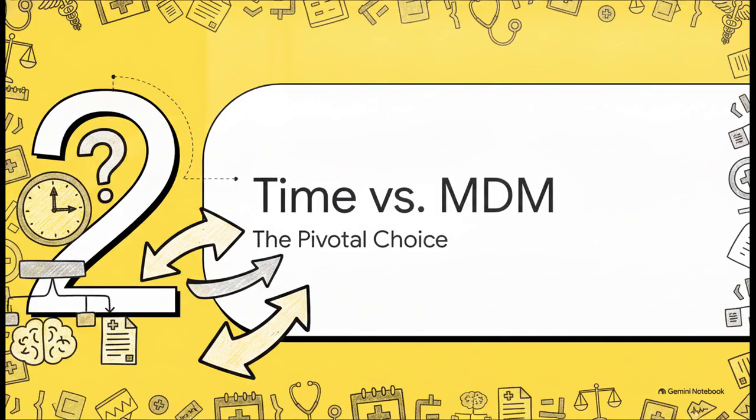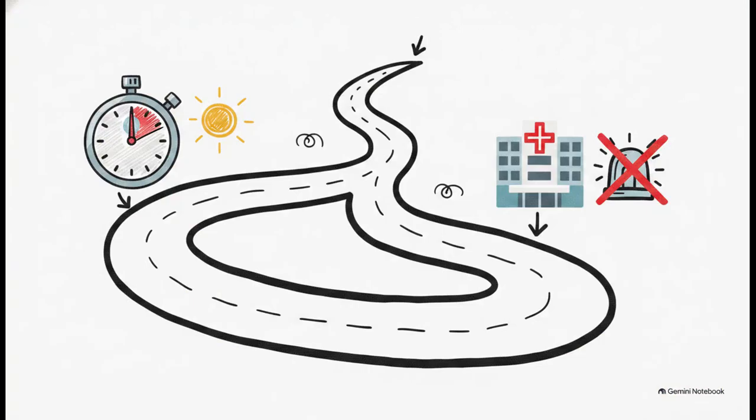Moving on to Section 2, the 2023 guidelines on time versus MDM. This is the pivotal choice in leveling. So in 2023, the AMA and CMS aligned on a major guideline update that fundamentally shifted how we approach coding an encounter. You now face a very distinct choice when it comes to selecting the final level for a visit. You basically have 2 pathways.